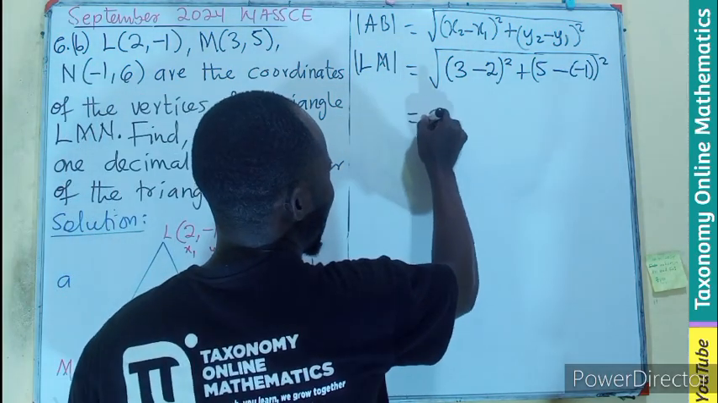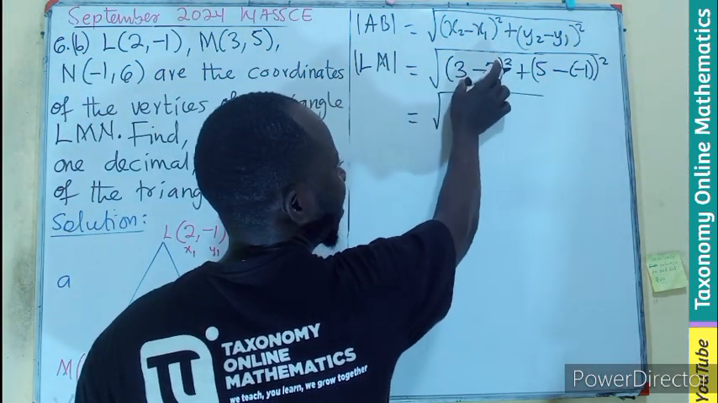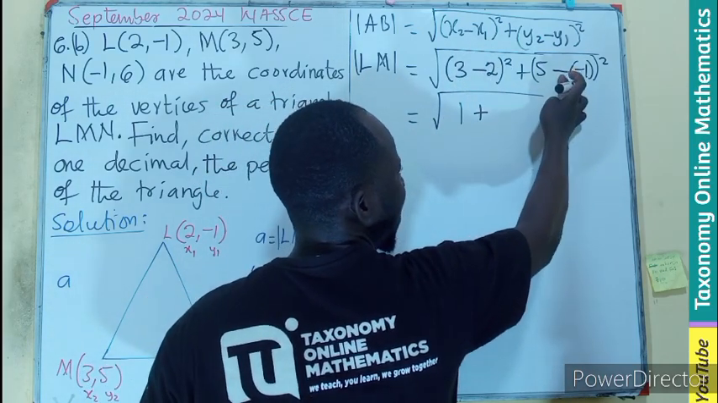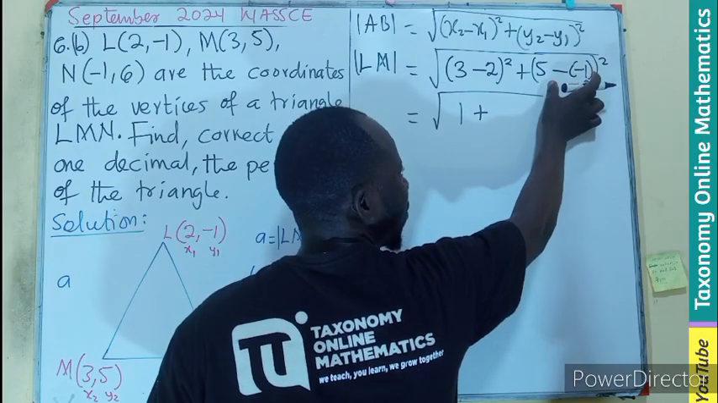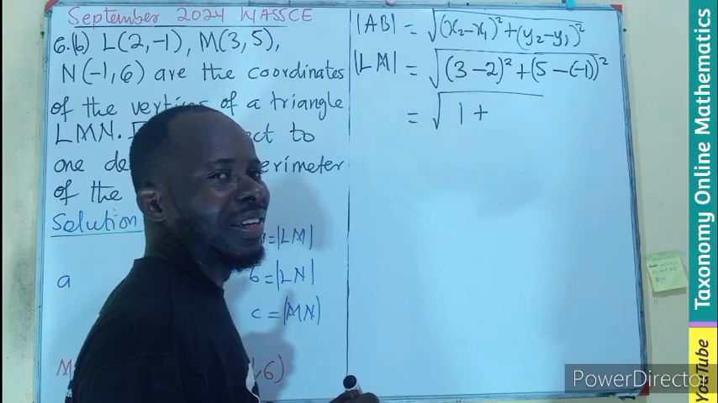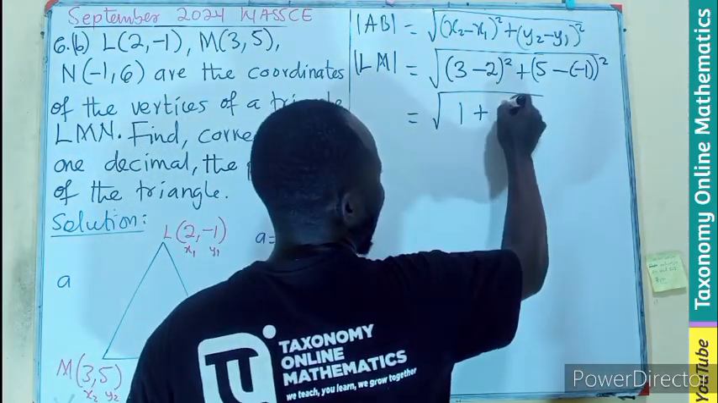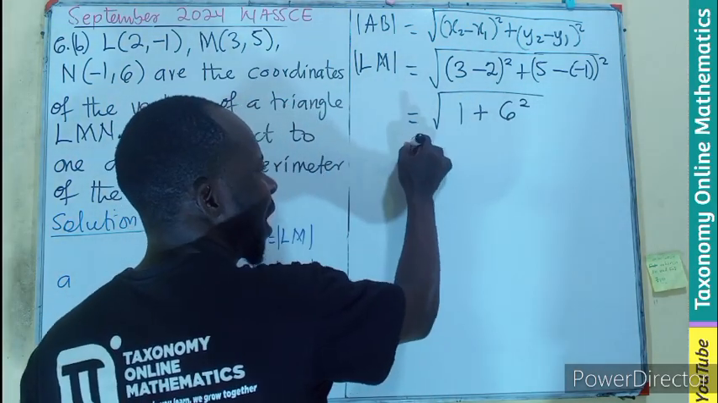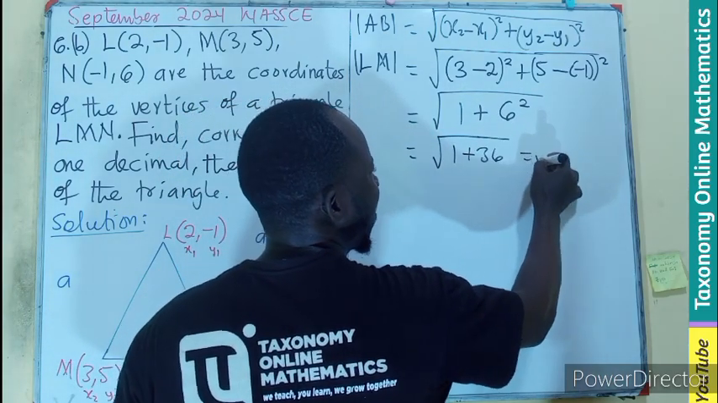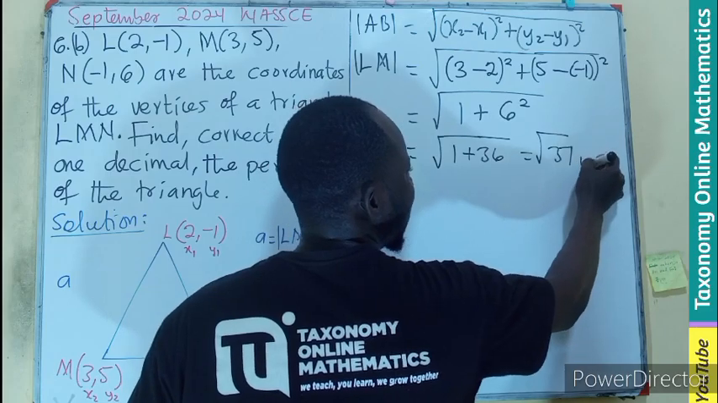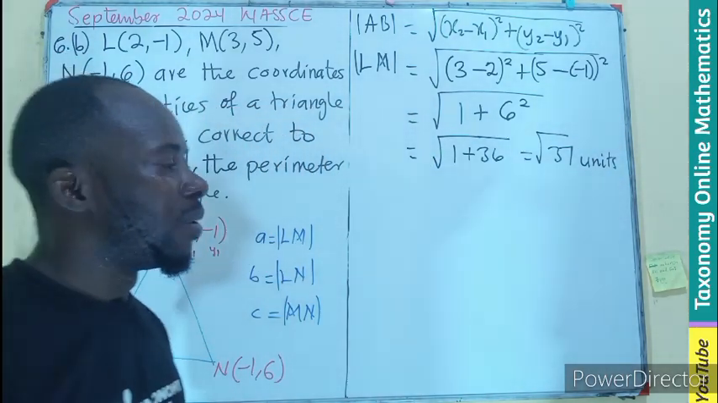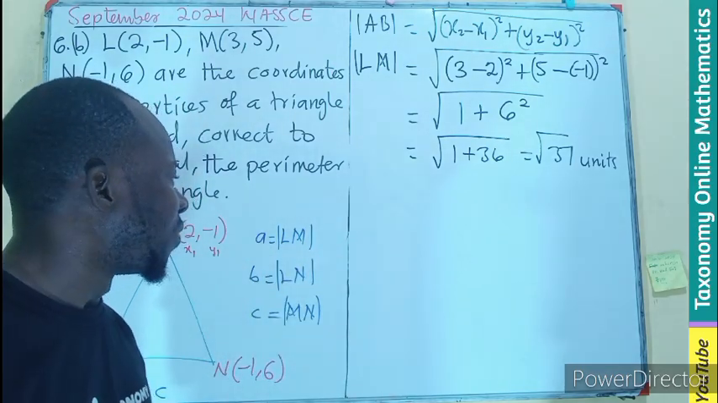Let's see what that will give us in terms of computation. This is going to be 1, so 1 squared will be 1, right? Negative, negative becomes positive, so that gives us 5 plus 1, which is 6. The square of 6 is 36. So this becomes the root of 1 plus 36, and that gives us the root of 37 units. 37 is not a perfect square, so we leave it the same way. We will be using it alongside the other ones.